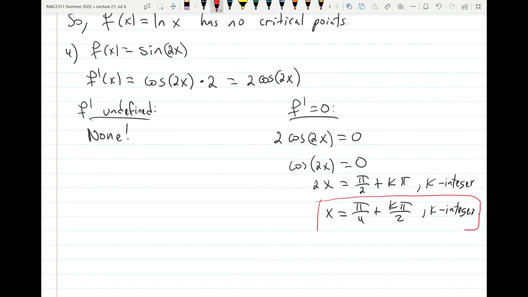So these are our critical numbers. So if this function is going to have any relative extrema, it's going to be at this point. Okay? All right. Any questions on how to find critical numbers?